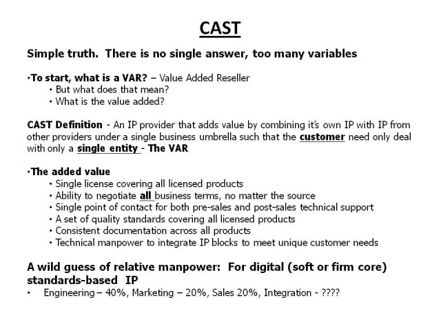This is a soft or firm core that is standards-based. Again, that's quite different too, standards-based versus proprietary. Engineering, roughly 40%. Marketing has got to be at least 20%. Sales around 20%. And then the integration, who knows? It's somewhere in that range, though. And those numbers are going to vary depending on what kind of IP we're talking about.